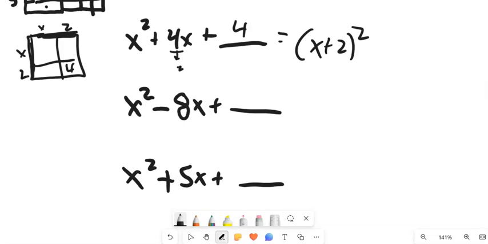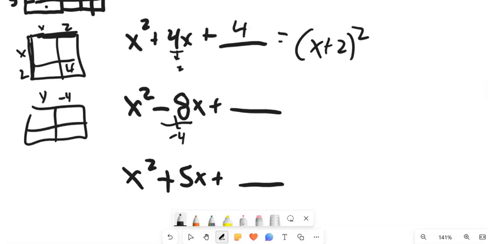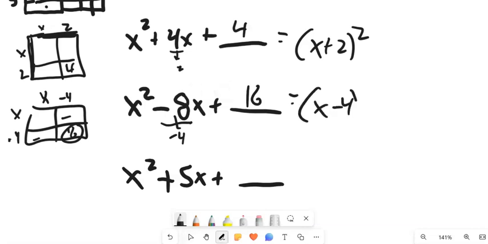How about this one? Negative 8. Half of negative 8, let's see, that's negative 4. Because my square would be like x negative 4, x negative 4, negative 8 is right there. What would go here? Negative 4 times negative 4, positive 16. So if I add a 16 into here, this would be the square x minus 4.